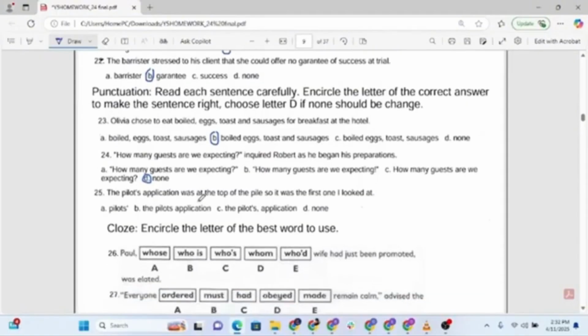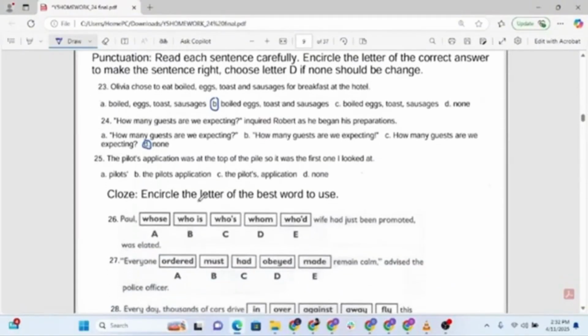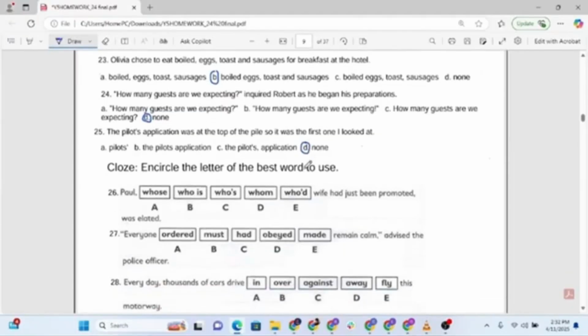Question 25. The pilot's application was at the top of the pile, so it was the first one I looked at. The correct answer is option D, none. Explanation. The sentence uses correct punctuation and grammar. The possessive apostrophe in pilot's is correct, and no changes are needed.